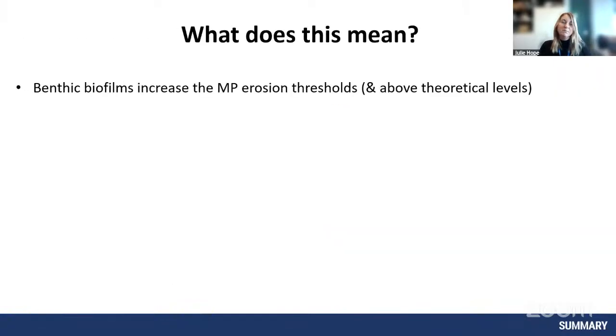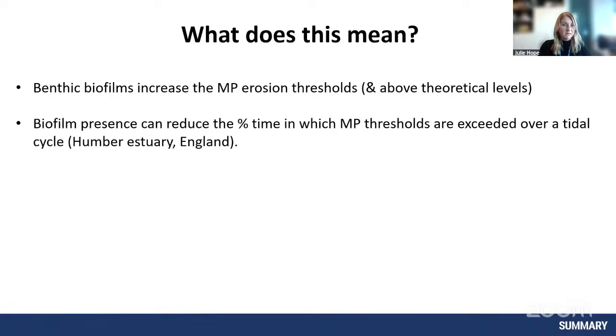So what does this mean? Well, benthic biofilms are increasing the microplastic erosion threshold. So the presence of those biofilms is making it harder for those microplastics to be resuspended in the outgoing tide. And it is above those theoretical levels that we have in place at the moment by some studies. And that biofilm presence can reduce the amount of time in which the plastic thresholds are exceeded over a tidal cycle, at least for the Humber estuary where we've looked at it.